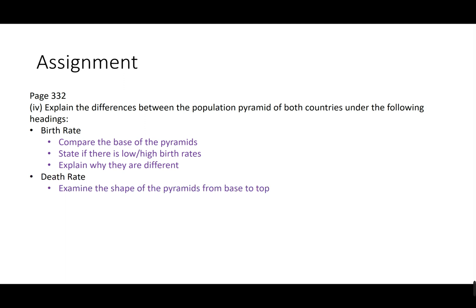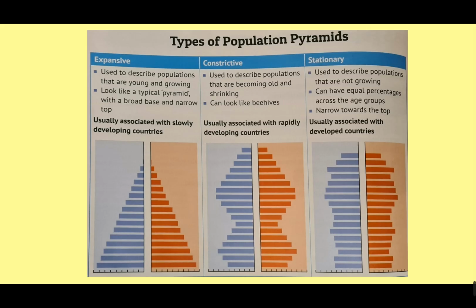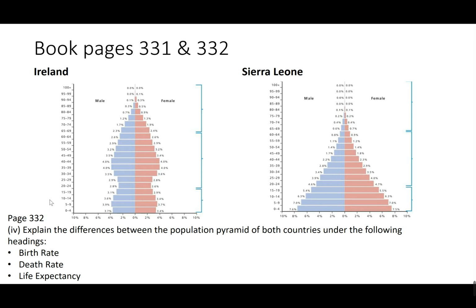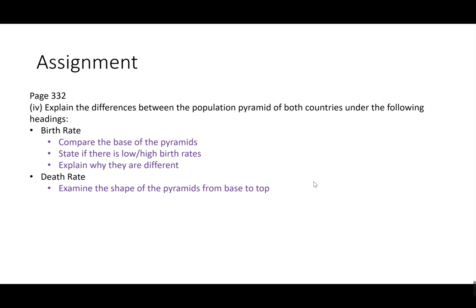Secondly, then you have to look at death rates. So you need to examine the pyramids from the base to the top. In this bit here, we're saying that the pyramid in Ireland doesn't change all that much from the base to the top. It stays quite stationary, and then it narrows gradually. Whereas the pyramid of Sierra Leone narrows rapidly from the base to the top. And this indicates in Ireland that there's a low death rate, but in Sierra Leone there's a high death rate. I'm partially just answering all this question for you now, so I'm not going to do any more. So then you need to explain, why is there a low death rate in Ireland and a high death rate in Sierra Leone?